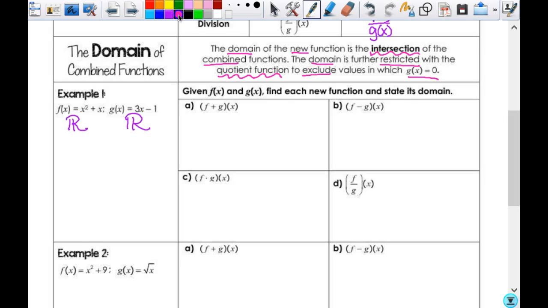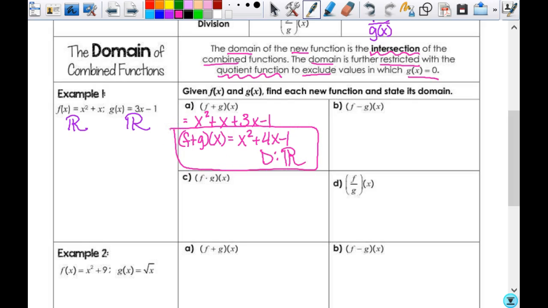So then I move on and substitute this in. F plus g of x is going to be f of x, which is x squared plus x, plus g of x, 3x minus 1. And that's pretty simple, yes? That means that f plus g of x is going to equal x squared plus 4x minus 1. The domain would be all real numbers. Yes? Awesome.